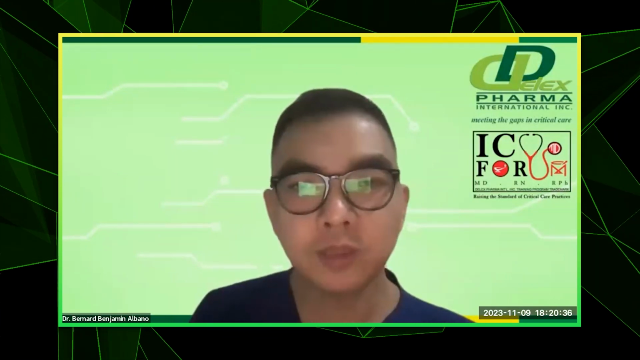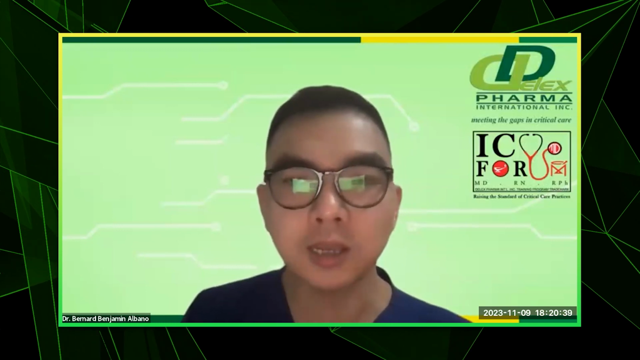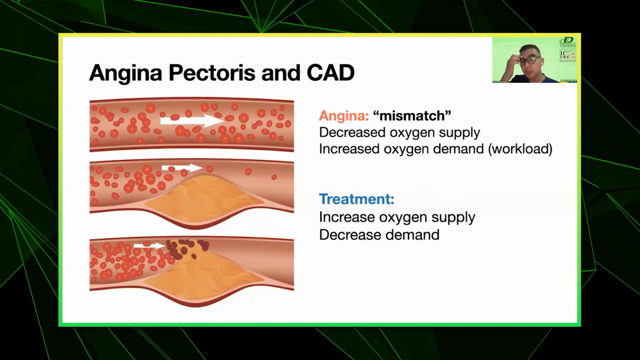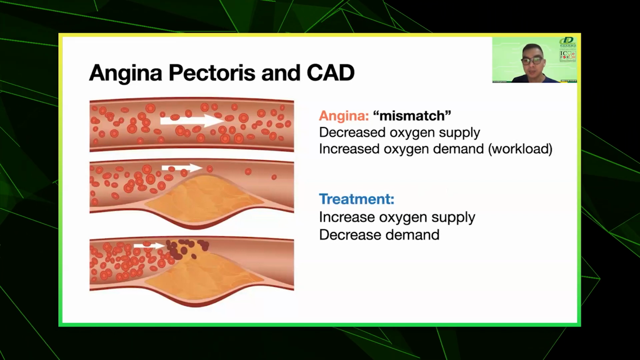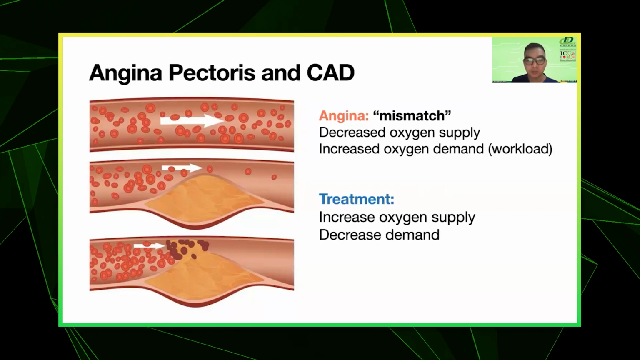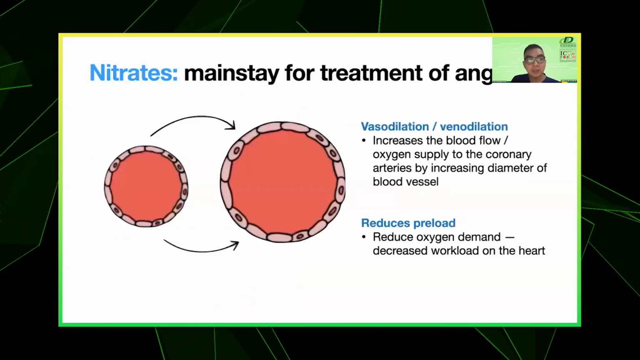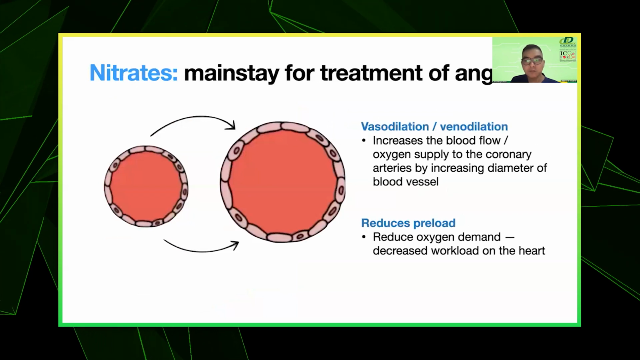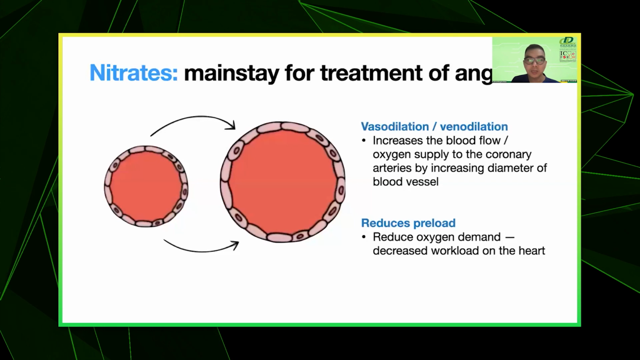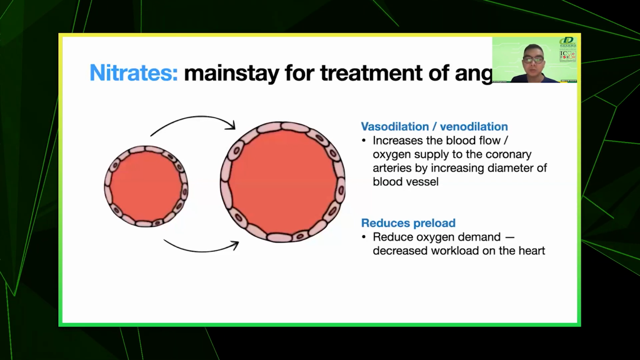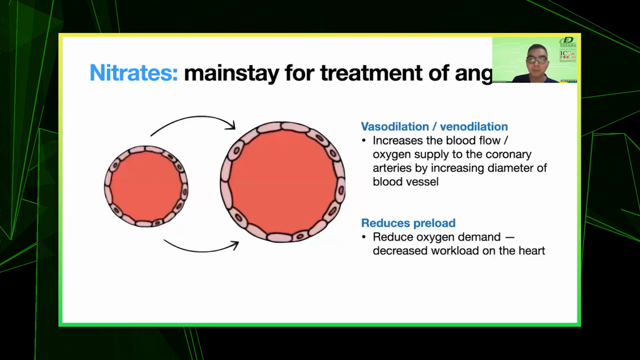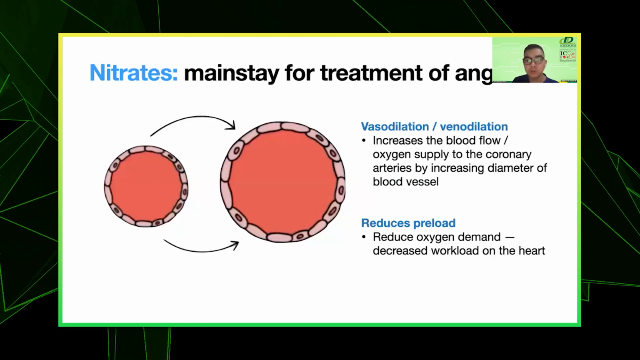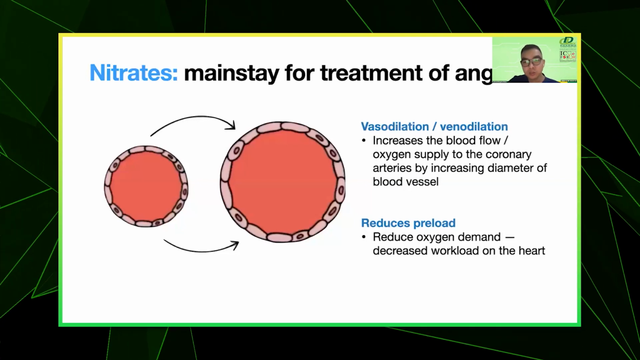Therefore, our treatment for angina should be targeted towards improvement or decrease of this mismatch. And we can hypothetically increase oxygen supply and also decrease the demand. Now, nitrates are the mainstay of treatment of angina because they cause vasodilation or venodilation, and this increases the blood flow or oxygen supply to the coronary arteries by increasing the diameter of the blood vessel. And also, they reduce the preload, which reduces the oxygen demand, which in turn decreases the workload of the heart.